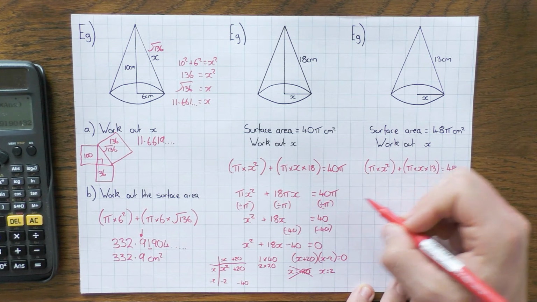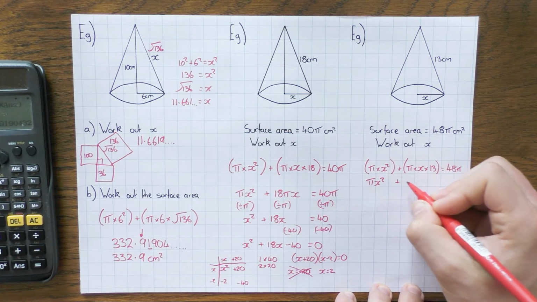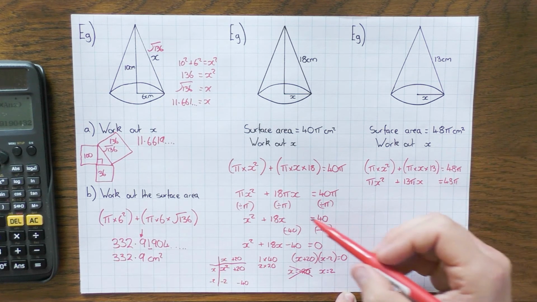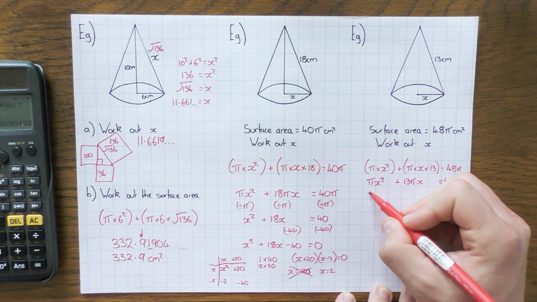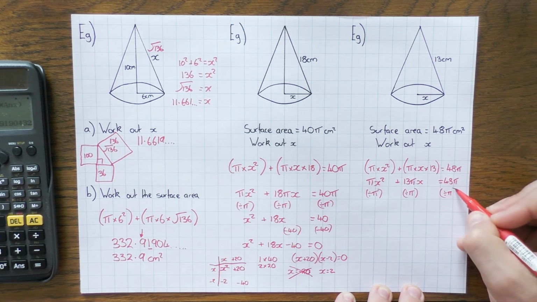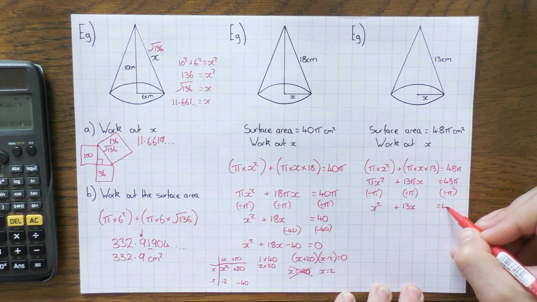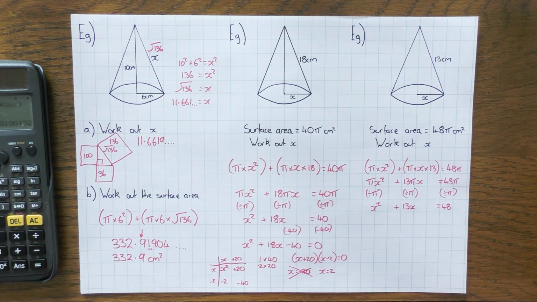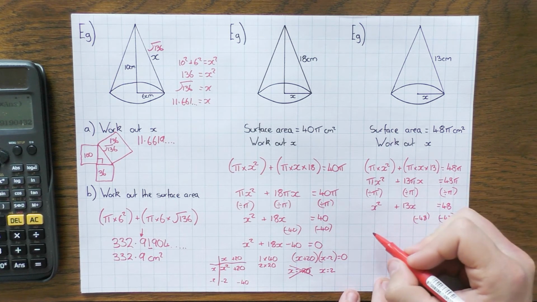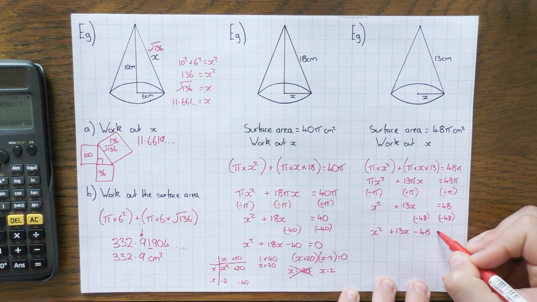So again, a little bit of simplifying like we did here. I'm just going to write it here so I have a bit more space down this one. So that's pi x squared plus 13 pi x equals 48 pi. Just like I did here, pi's are in everything, so get rid of the pi by dividing everything by pi, like so, which leaves us with x squared plus 13x equals 48. Again, to solve a quadratic, it needs to equal 0. So I'm going to minus 48 from both sides. So x squared plus 13x minus 48 will equal 0.